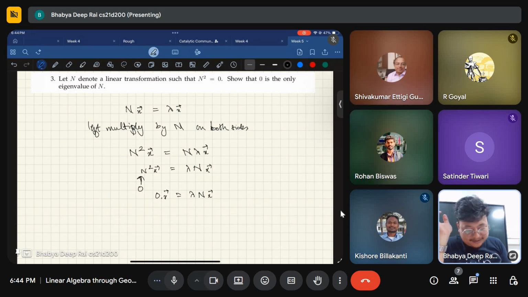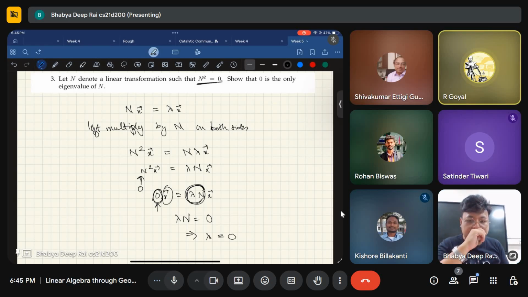This means that lambda times nx should be 0, because this is a null vector. This is not just a scalar 0. No matter what you multiply x with, it's going to bring the product to a null vector. So this can only happen when this guy itself is a null vector. So you have lambda times n, and n is not necessarily a 0 vector. So this means that lambda always has to be 0.